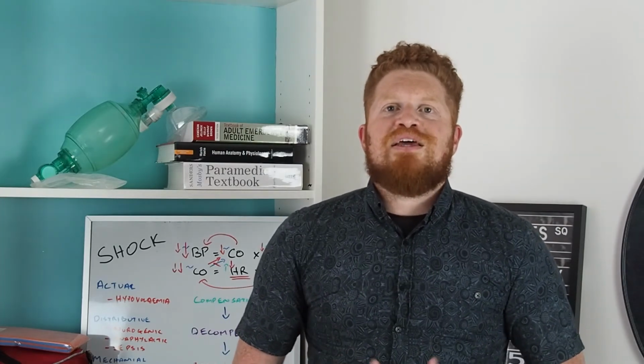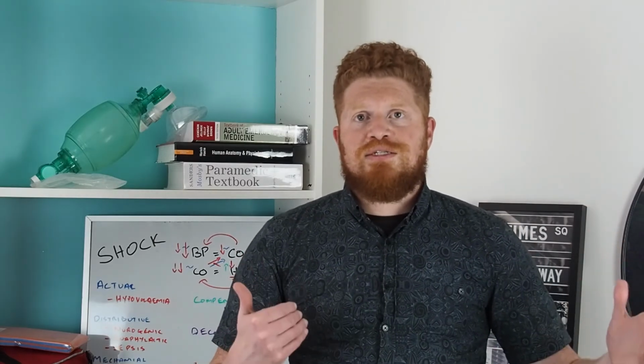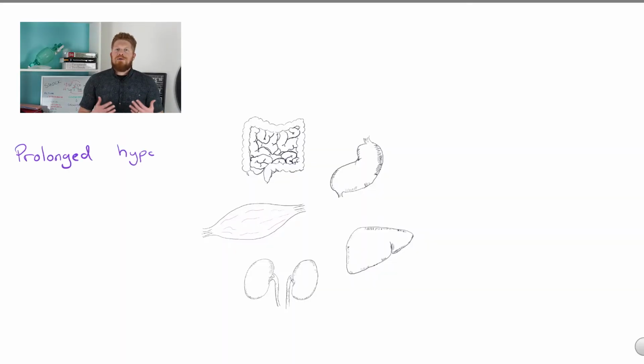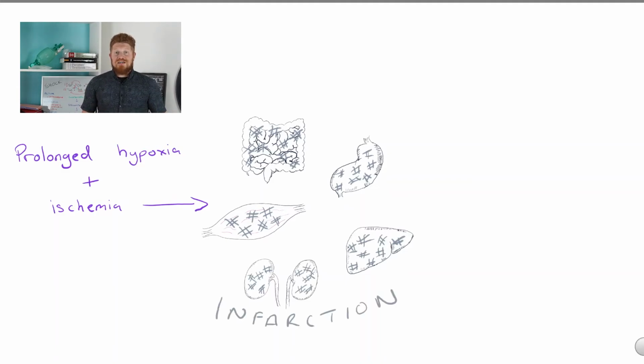The consistent hypoperfusion of our organs has meant that all of my body's organs have remained in a hypoxic state for a long period of time, the entire period of time that we've progressed through these stages. Now, I'm not just talking about my heart and my brain here. I'm talking about my liver, my lungs, my kidneys, my GI tract, my bladder, my skin, and my skeletal muscle. All of these organs have been hypoxic for a long period of time. Hypoxia leads to ischemia, and ischemia leads to infarction. As all of these organs begin to infarct, they start to fail.